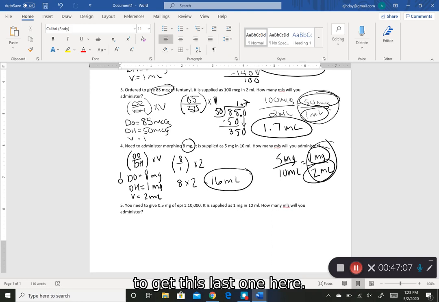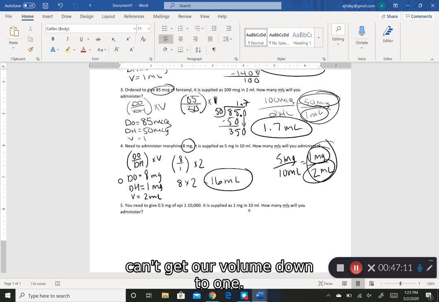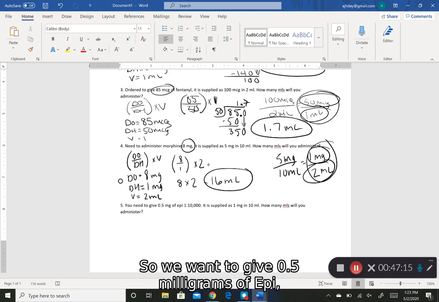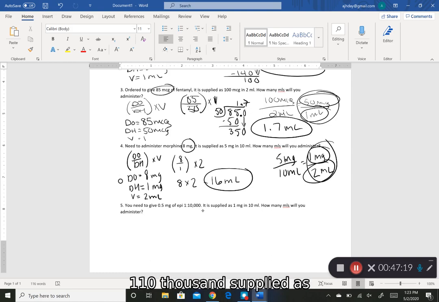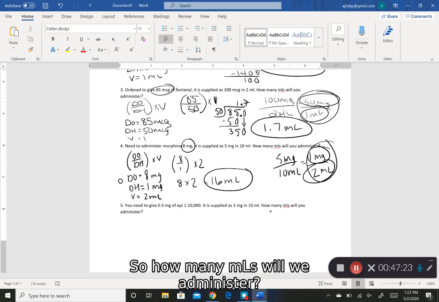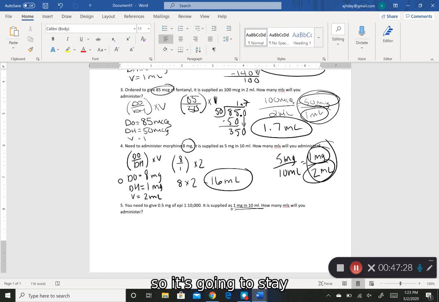Let's look at this last one here. And again, this is going to be one where we can't get our volume down to 1. So we'll have to do this kind of extra step in there. So we want to give 0.5 milligrams of epi, 1 in 10,000, supplied as 1 milligram and 10 mLs. So how many mLs will we administer? I cannot reduce this anymore, so it's going to stay 1 milligram and 10 mLs.